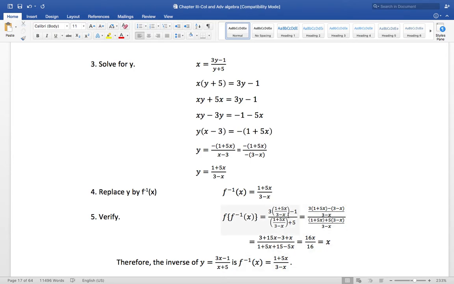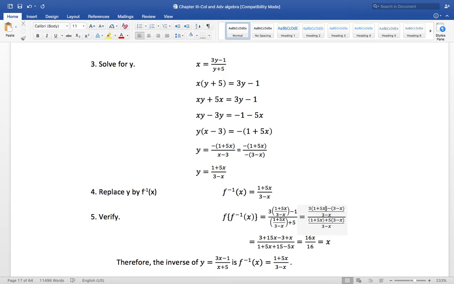How do we simplify this? Okay? Let's just get the least common denominator. For the numerator, your least common denominator is 3 minus x. So we solve that. 3 minus x divided by 3 minus x is 1 times 3 times 1 plus 5x. So you will have 3 times 1 plus 5x. Next, 3 minus x divided by 1 is 3 minus x times negative 1. So you will have negative 1 times 3 minus x.